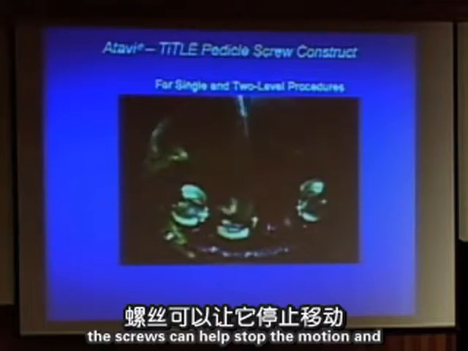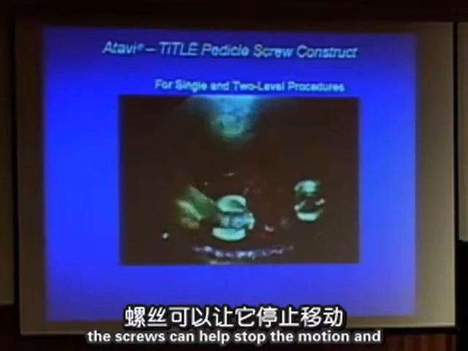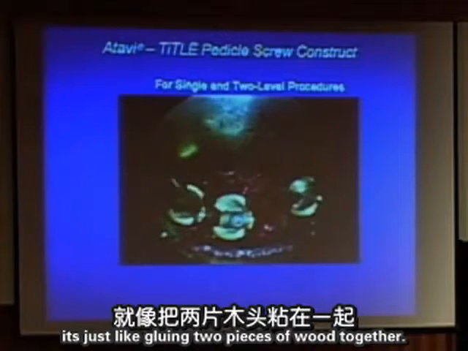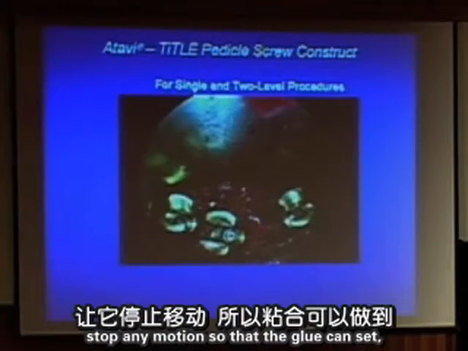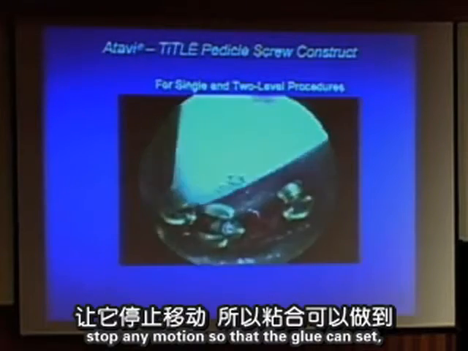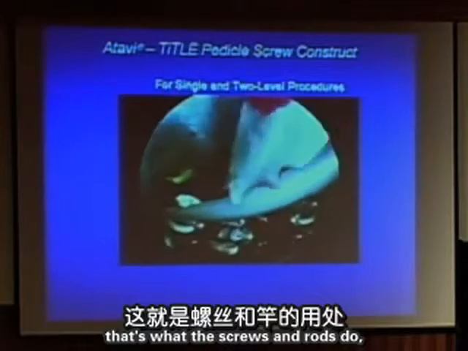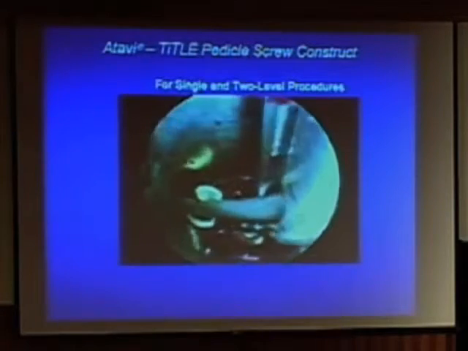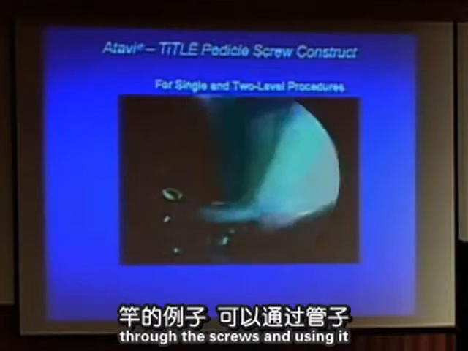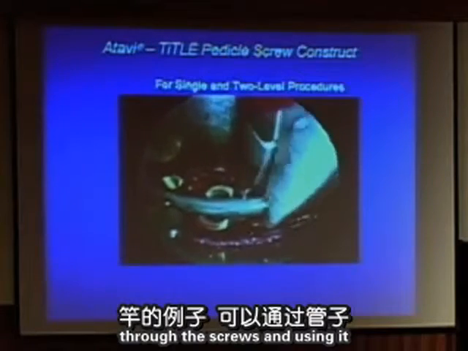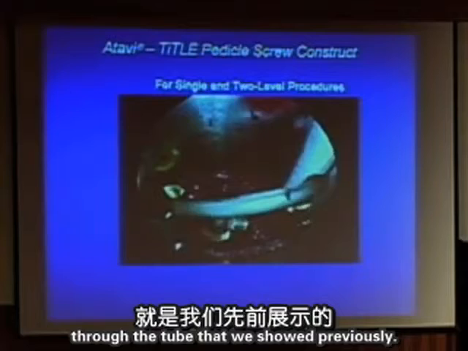The screws can help stop the motion, and it's just like gluing two pieces of wood together. While the glue is setting, you put a vise on to stop any motion so that glue can set. That's what the screws and rods do. They stop motion there so that the bone can heal in. And this is an example of just putting the rods through the screws and using it through the tube that we showed previously.